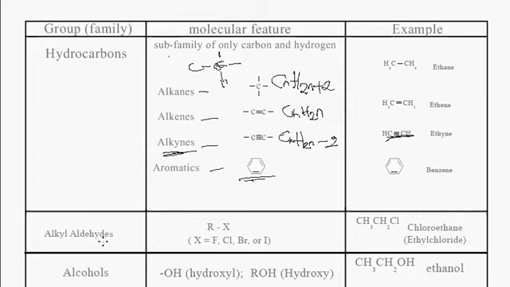We'll go ahead to the next one, which is the alkyl halides. We have a typical example of an alkyl halide. An alkyl halide is simply a combination of an alkyl group and a halogen. The X here represents the halogen, which can be fluorine, chlorine, bromine, or iodine. A good example of an alkyl halide is chloroethane, also known as ethyl chloride.